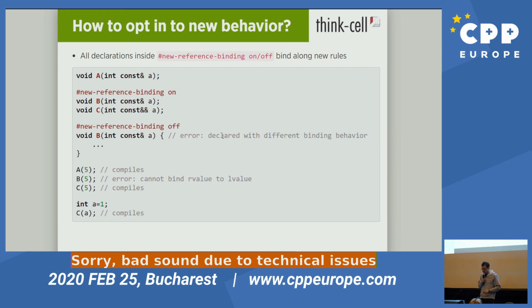Okay. So the A5 would compile because it's old. The B5 wouldn't compile because the 5 is an R value, and R values don't bind to constref. But C5 is fine. We declared it with an R value reference. Okay, so 5 can bind. And when you call the C with an L value, right now this wouldn't compile because the constref cannot bind to L values. In my world, it could. Okay.